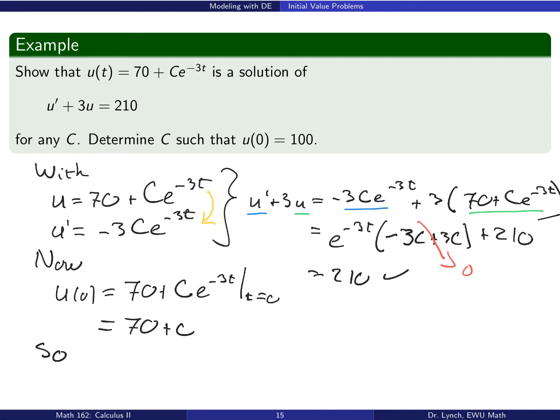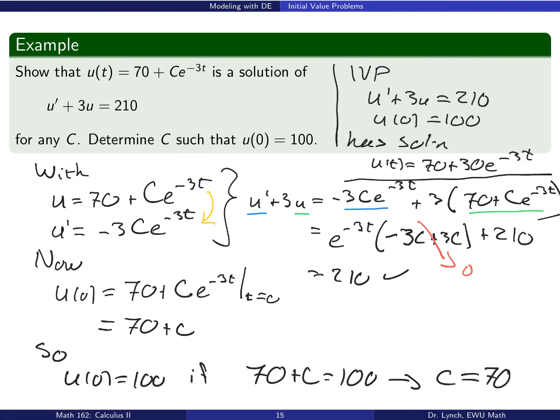We can see that u of 0 is 70 plus c times e to the minus 3t evaluated at t equals 0. Of course, e to the 0 is just 1, and we end up with 70 plus c here. Now, if we want that to equal 100, it's quick to see that c has to be 30. So here's that computation. C has to be 30. So we can see that when c is equal to 30, the solution of our initial value problem is u of t equals 70 plus 30 e to the minus 3t.